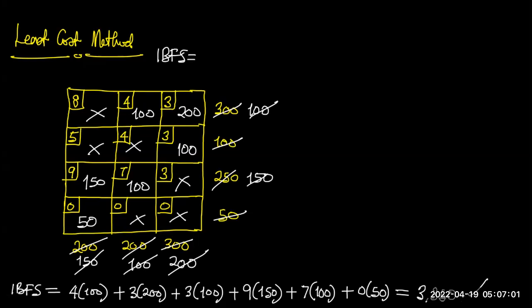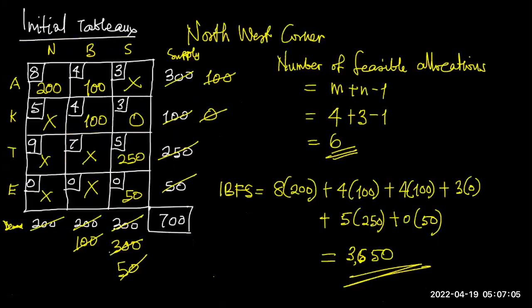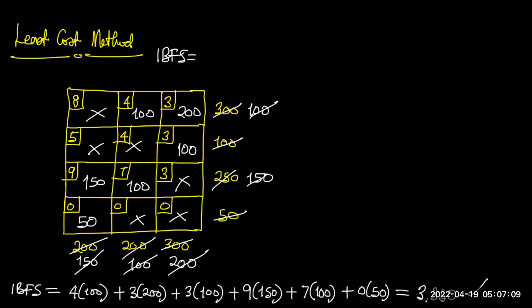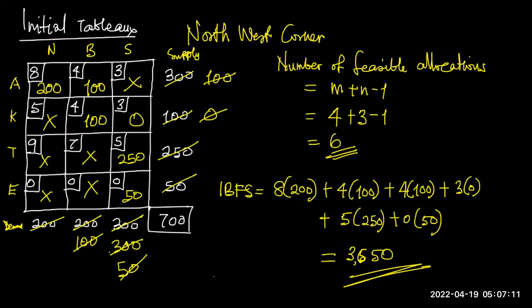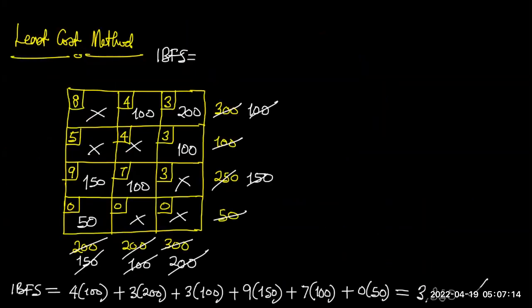So this is 3350, but let's compare this to the other one. Which one is better? 3650 versus 3350. So the least cost method is, for this particular problem, better, right? Yep. Okay, so let's do the next one using Vogel.